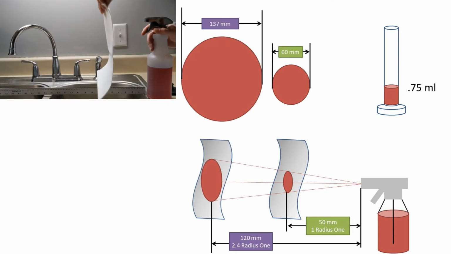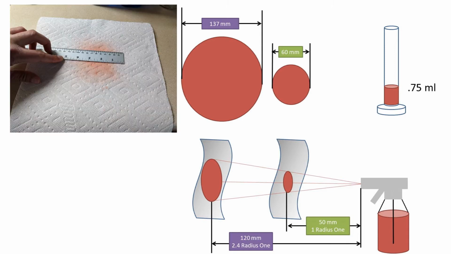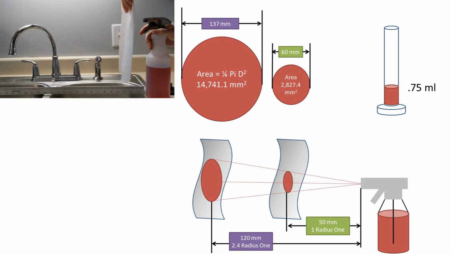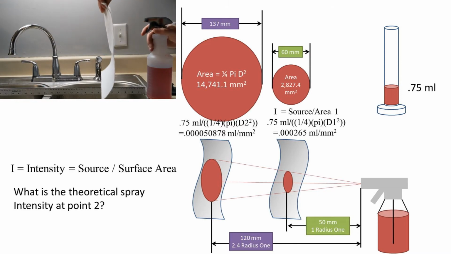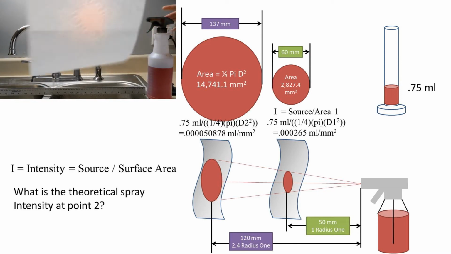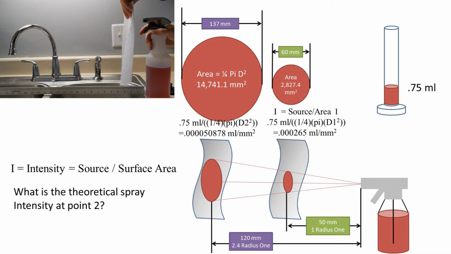Then we place a paper towel at 120 millimeters and spray again. We get a spray diameter of 137 millimeters. Plugging those values into the area of a circle formula, we get these values for the area. Intensity is simply the amount of water being sprayed divided by the area of the spray diameter.